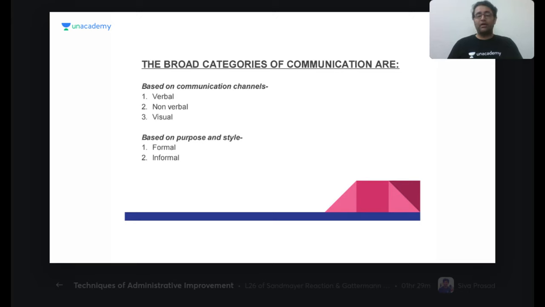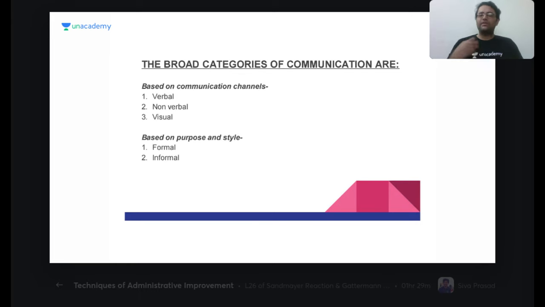Non-verbal communication can take a lot of forms. It can be through gestures, texts, pictures, your face, your body language. It can be through a lot of things. So non-verbal communication consists of a lot of things which we will discuss further.